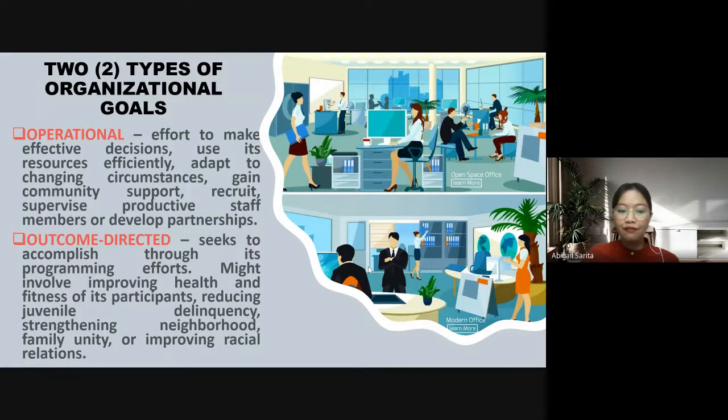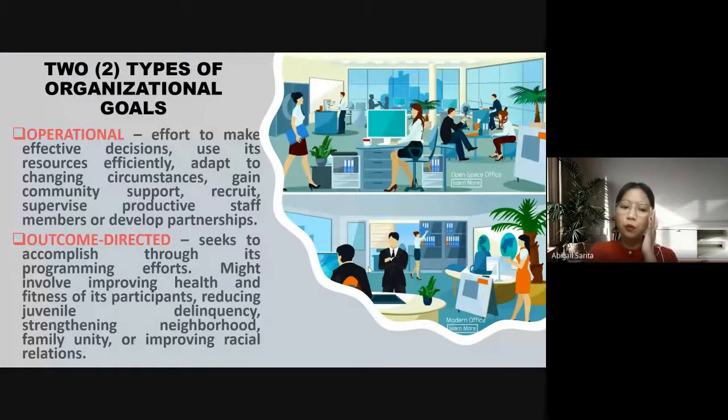Or it could also be family unity. When we say family unity, you have work-life balance inside your organization. So you are only given 8 hours of work because your management is very particular about your rest days and your mental health. They do not want you to have a stressful environment or a depressed self or depressed emotion. Another is improving racial relations. When we say improving racial relations, class, this is without judgment on the cultural differences of an employee. So remember, class, when we say operational, these efforts have to do with the overall operations of the business, how the machineries and equipment move inside the organization. When it is outcome-directed, it is mostly focused on the employees or the participants inside the organization.